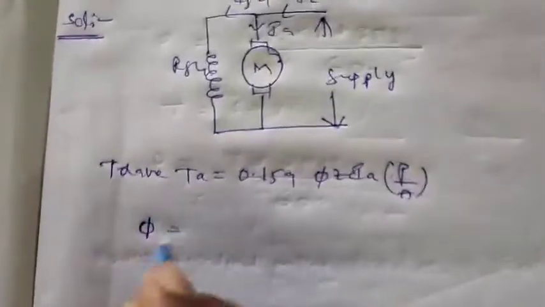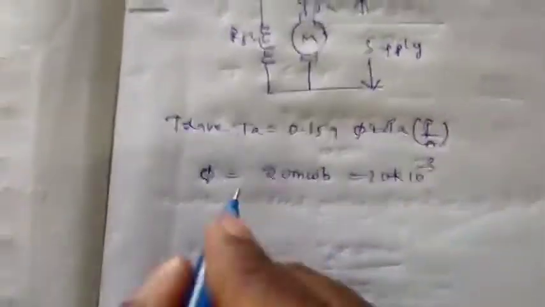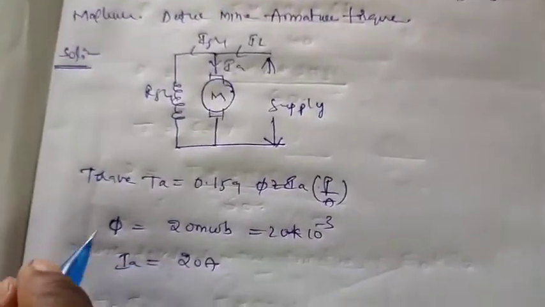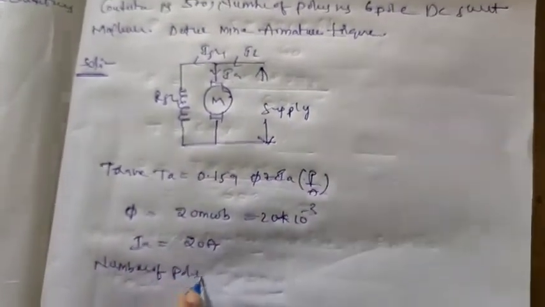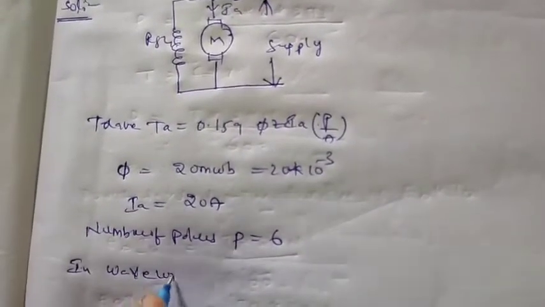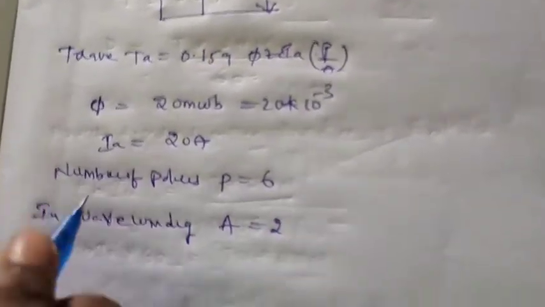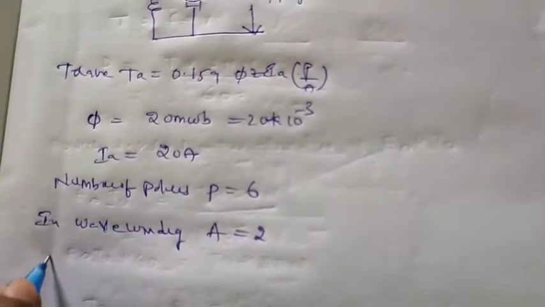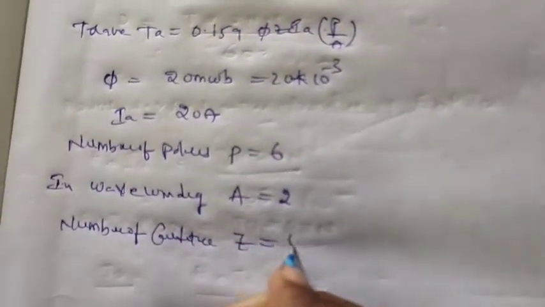What is the value of phi? Phi equals 20 milliwebers, that is 20 into 10 power minus 3. IA equals what? Armature current. In the problem they gave 20 amperes. The number of poles P equals 6. Which winding is given? Wave winding. In wave winding A equals 2. Next, the number of conductors Z equals 500. Substitute these values.